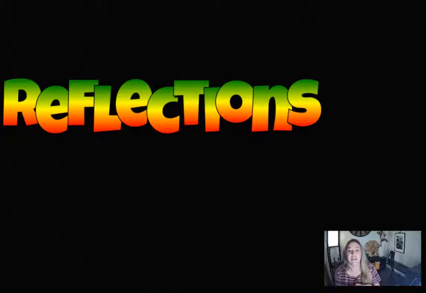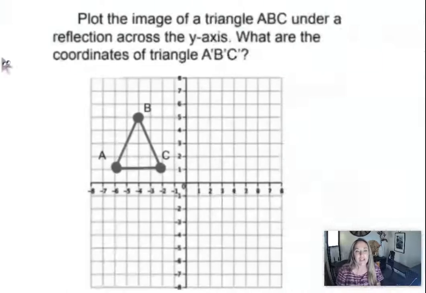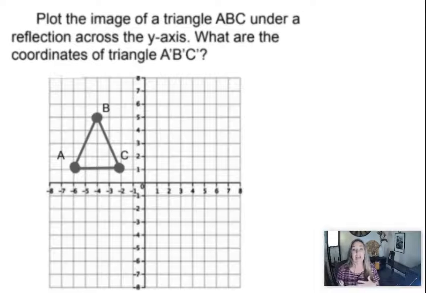Let's talk about reflections. Not the type that you see in the mirror or car windows, but reflections in math. In math, when you reflect a shape over a line of symmetry, your shape does not change size. It will be the exact same shape and the exact same size. So the only thing that happens is you will get that inverse image on the other side of the line of reflection.